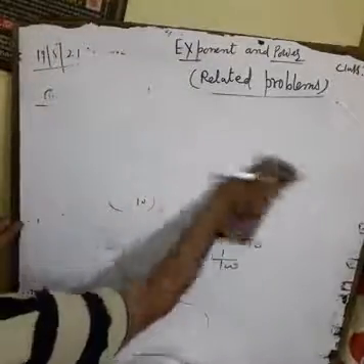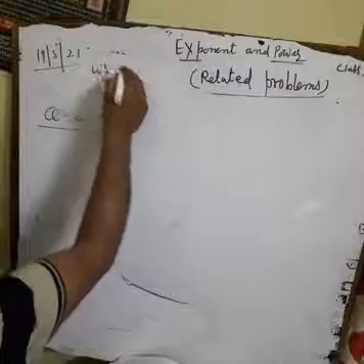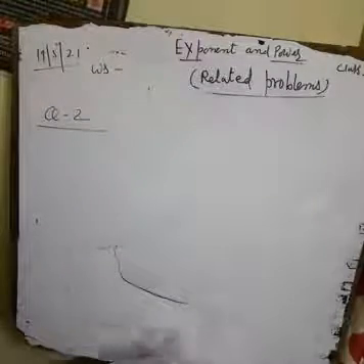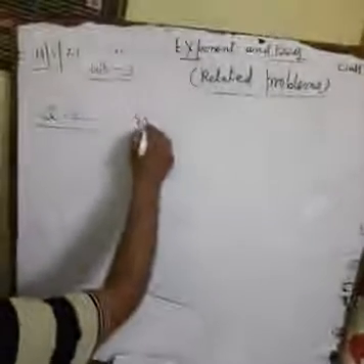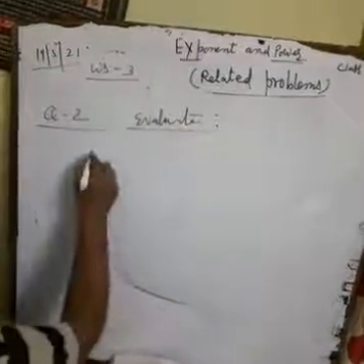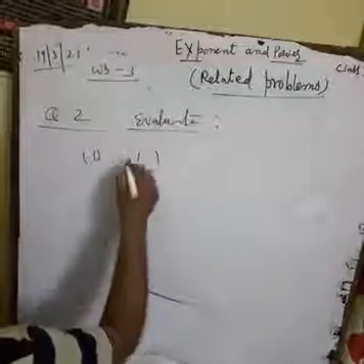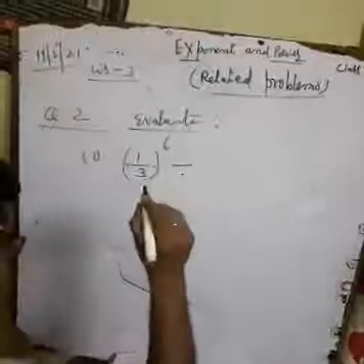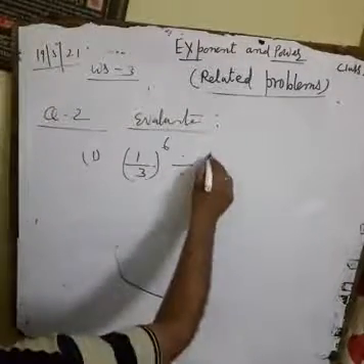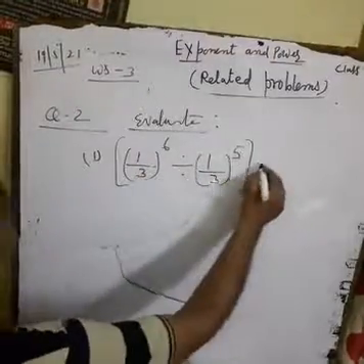Question number 2. This is worksheet number 3. Okay. Evaluate. The first question is 1 upon 3 to the power of 6 divided by 1 upon 3 to the power of 5, divided by 1 upon 3.